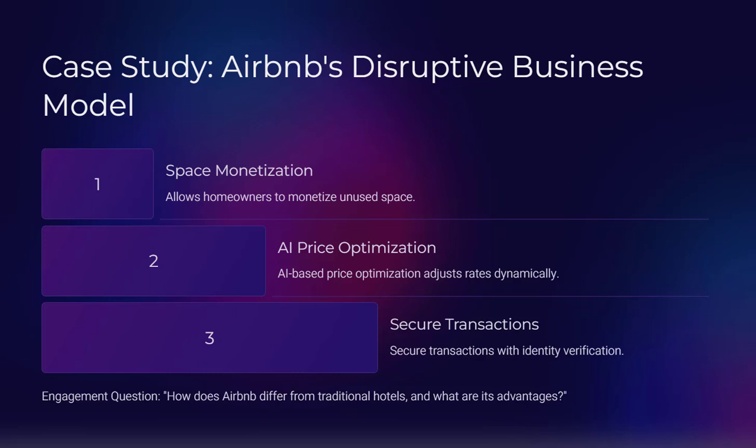So we can look at the question here: how does Airbnb differ from traditional hotels and what are its advantages? Again, all these features differentiate Airbnb from hotels with greater flexibility, personalization, and cost effectiveness for travelers. And the key advantages of Airbnb over traditional hotels are the ability to monetize underutilized spaces, dynamic pricing that optimizes earnings, and secure transactions that facilitate trust between host and guest.